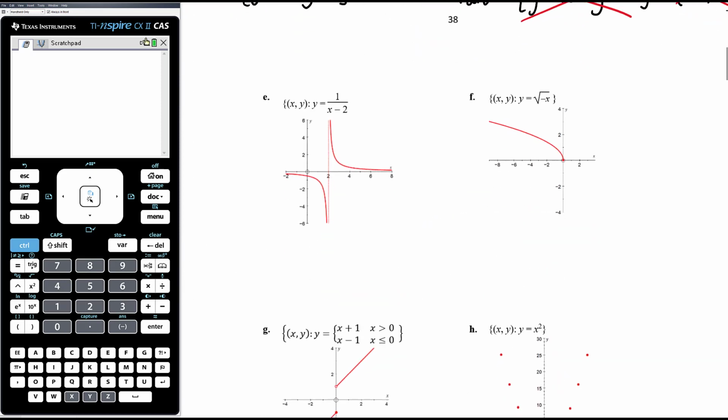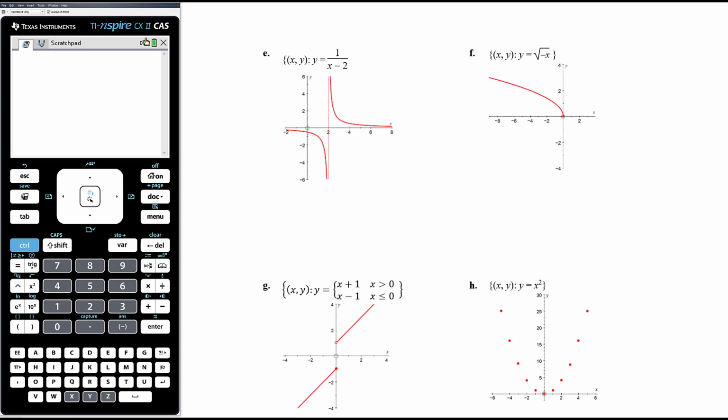Alright, a couple more examples over the page. So e, we've got some sort of hyperbola here. It's been translated to the right by 2. So it has an asymptote when x equals 2. So in terms of domain, it exists everywhere except at 2.